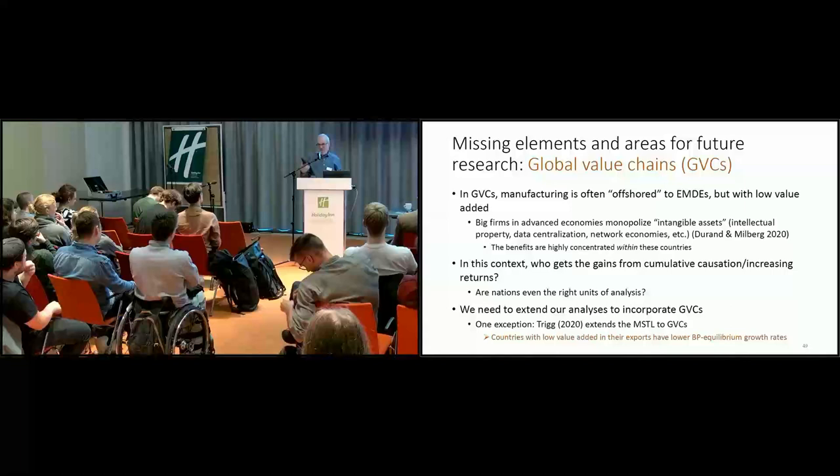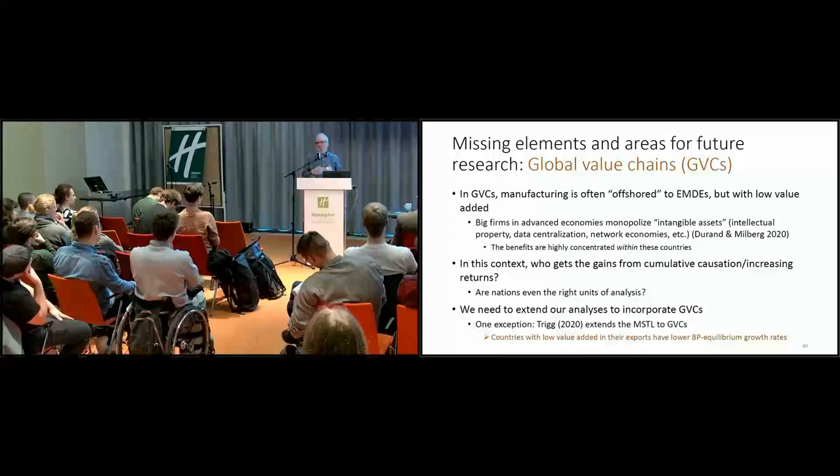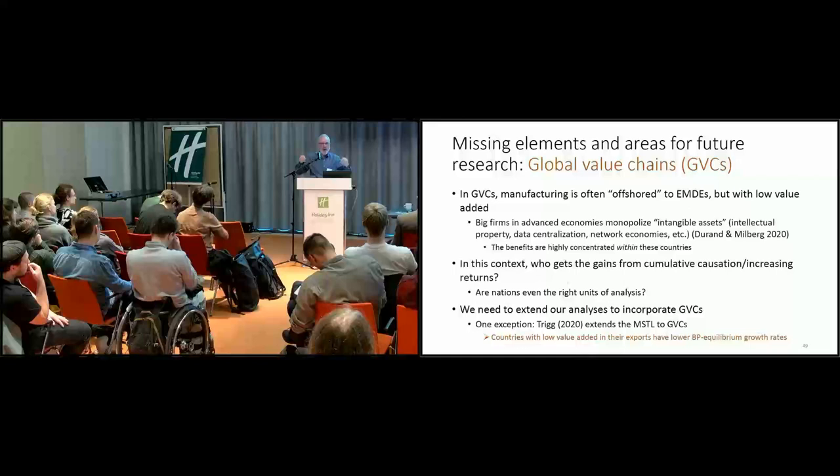I mentioned cell phones because famously, well, mine is an Android, but if you have an Apple phone, large parts of it are assembled in China with parts made all over East Asia, but the design is done in Silicon Valley in the United States. Now, where is most of the income going? To Apple in the US, right? Not to the countries doing the manufacturing.